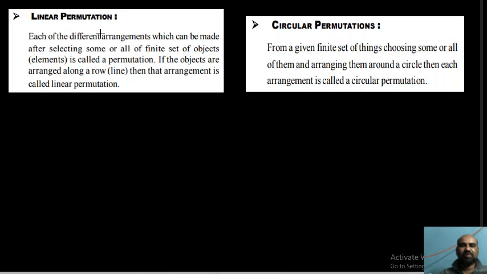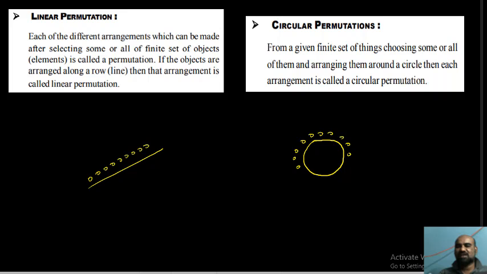So what is linear permutation? Arrangement of objects or things in a row. Arrangement of objects or things in a row is known as linear permutation. Arrangement of objects or things around a circle is known as circular permutation.